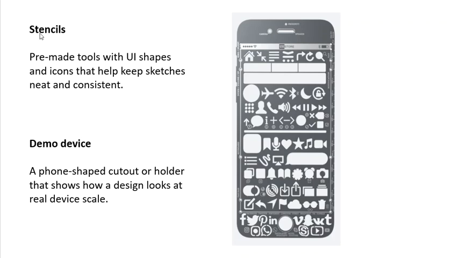and a stencil is a pre-made tool with UI shapes and icons that helps keep the sketch neat and consistent. And a demo device, such as a phone-shaped cutout or holder, shows how the designs look at real device scale.